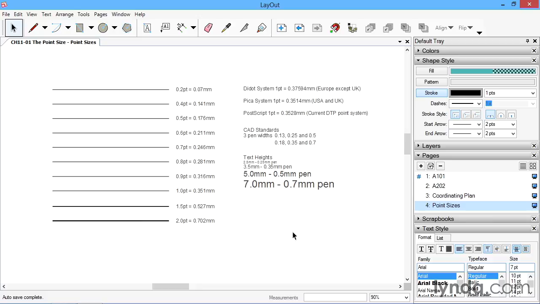Going way back to when people used pens and stencils, you would tend to use 3 pen widths, and those would be based upon the font height as well. So if you had a 0.35 pen, your stencil would give you a 3.5 mm high font. The 0.7 pen would give you a 7 mm high font, and the 0.5 would give you a 5 mm high font. So it was no accident that these sorts of sizes came about.